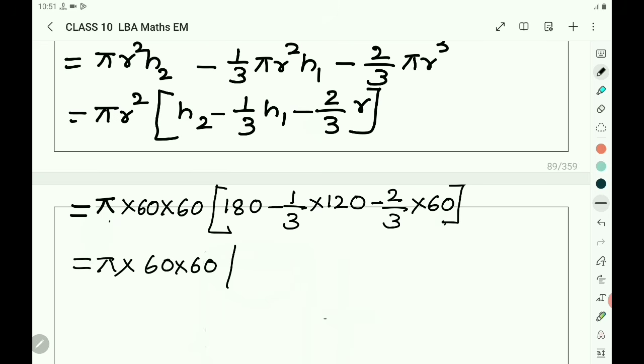Let us see at the end. Write 180 as it is. 1 by 3 into 120 is there. You can cancel: 3 ones are 3, 3 fours are 12, 3 40s are 120. Then you write 40. Then minus, 3 ones are 3, 20 is 60. 20 into 2 is 40.